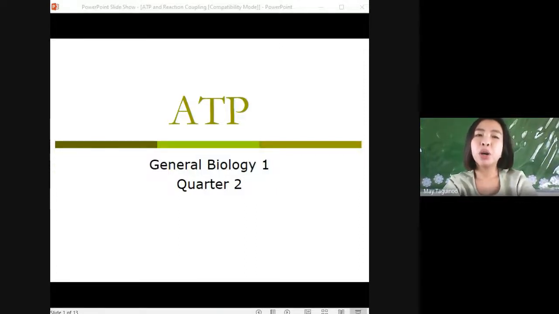Good morning, everyone. Our first topic in General Biology 1 for quarter 2 is all about ATP and reaction coupling. So, I will share with you the most important processes of ATP. What is ATP? ATP stands for adenosine triphosphate. ATP is considered the universal energy currency for metabolism.